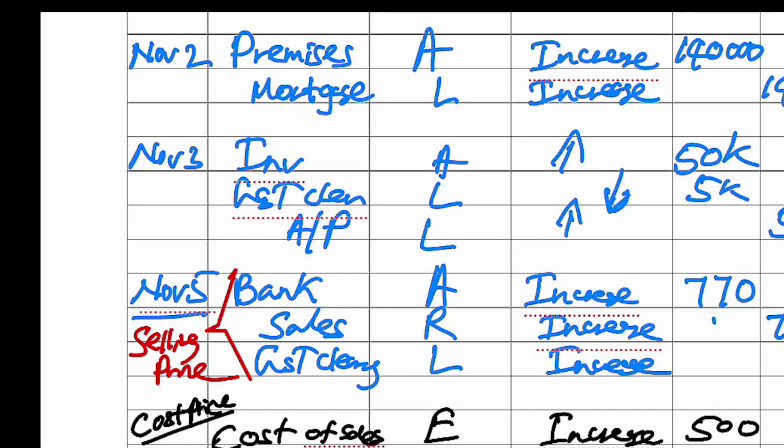Inventory, what happens? Asset decrease. Debit or credit? Credit. Why? Asset decreases. Very good. 500. Now this is at the cost price.